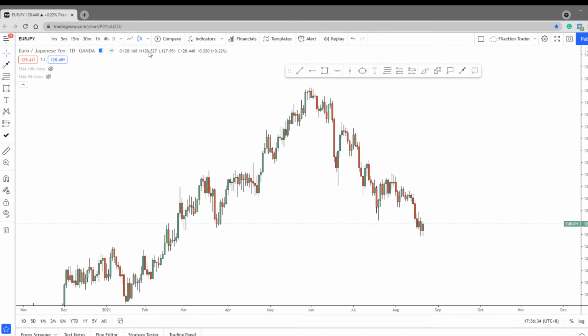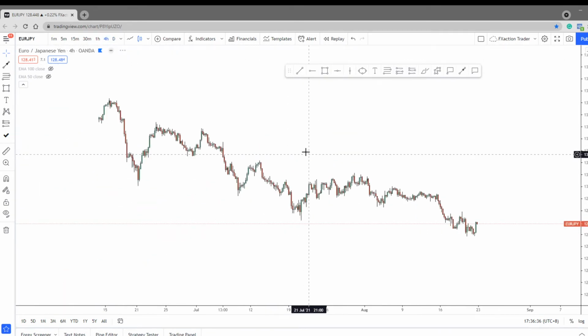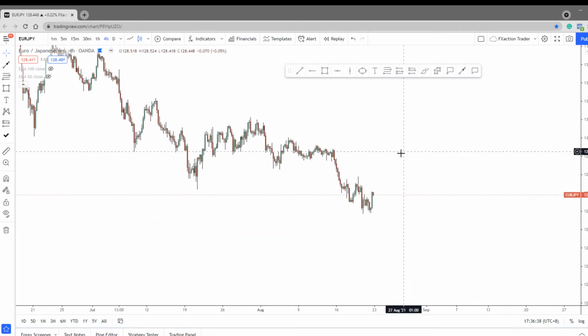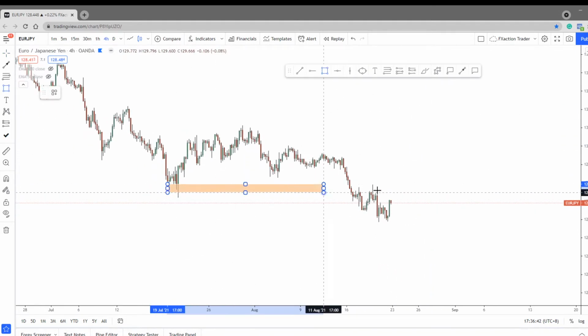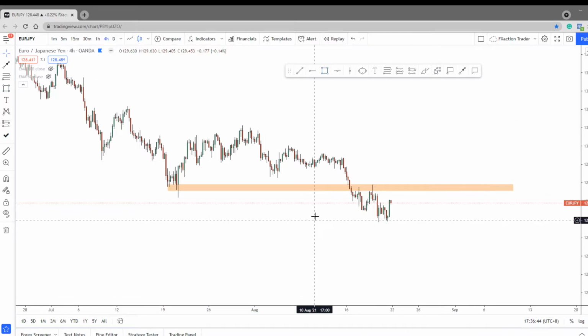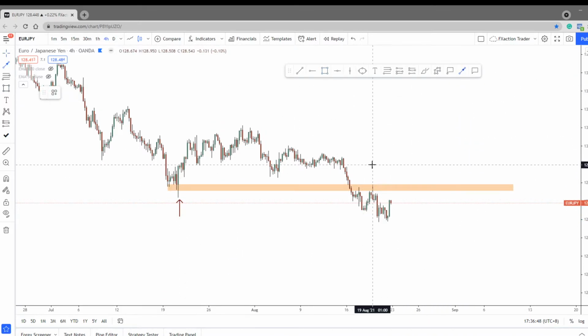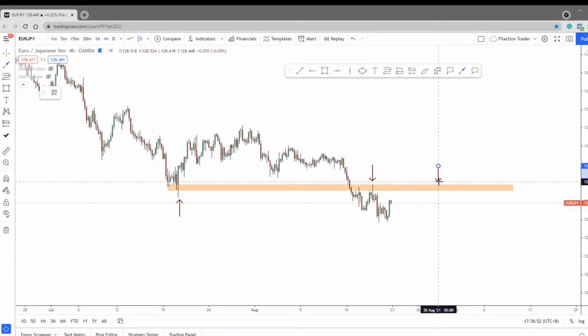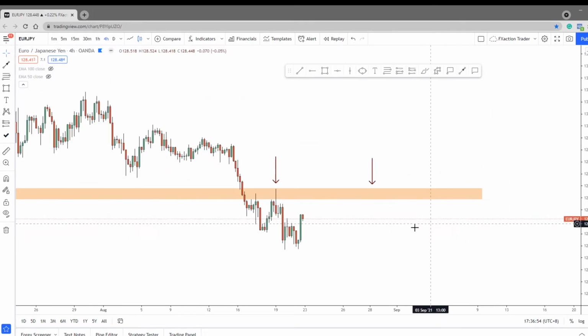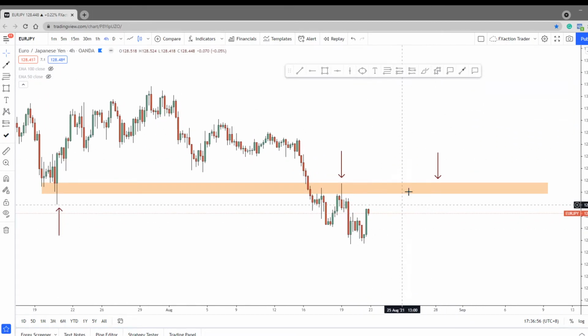So in other words, we should only look for a sell trade on euro yen. If we put on our important key level, we can tell that this is the previous support level that now turns into an important resistance level. So there is a very high potential for the market to pull back, and we are good to go for a short trade from this zone.